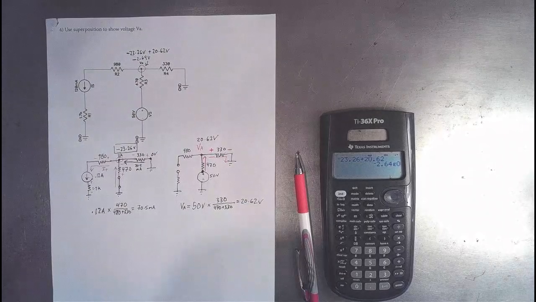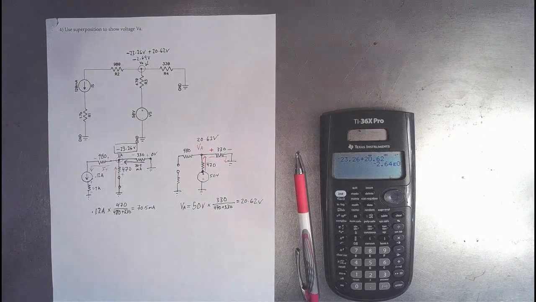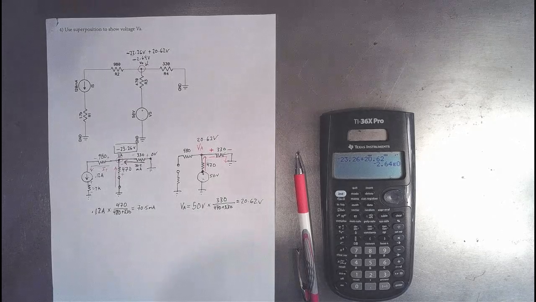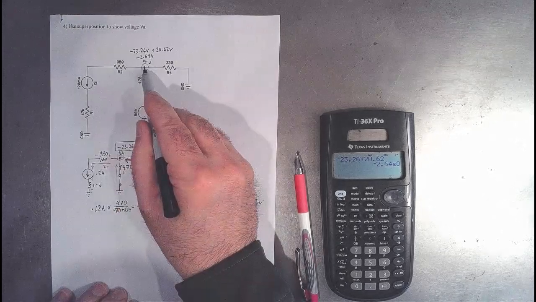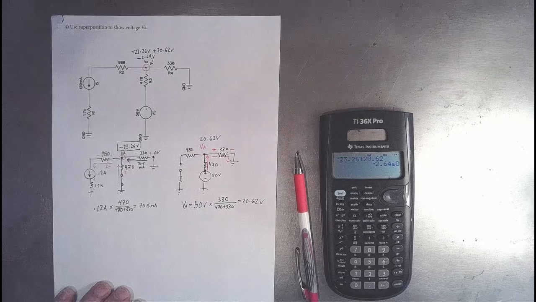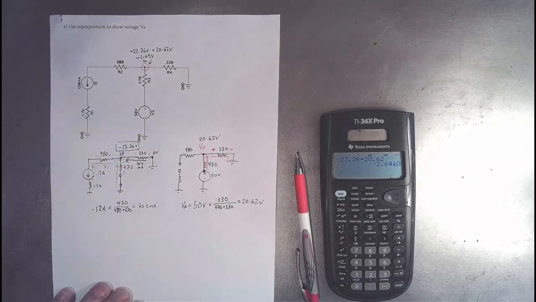Sorry, my paper tilted. So I just used the superposition principle to solve for that voltage in this circuit where we have multiple sources. And that's it for this one.